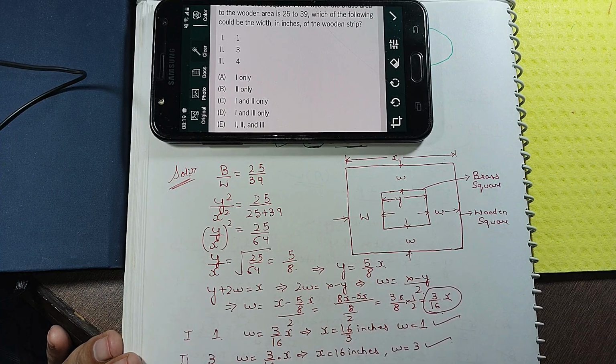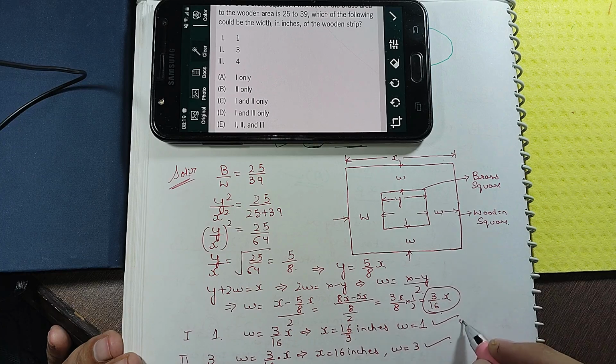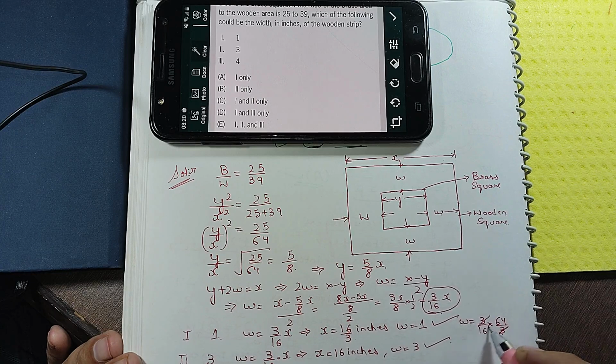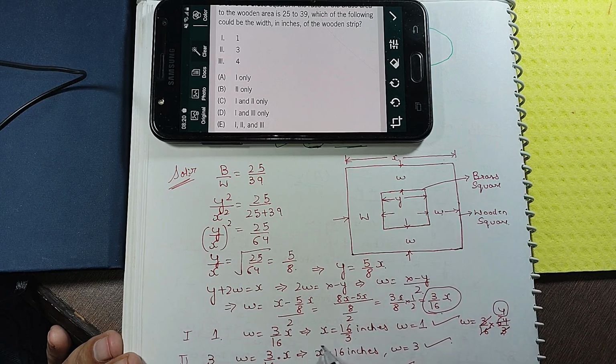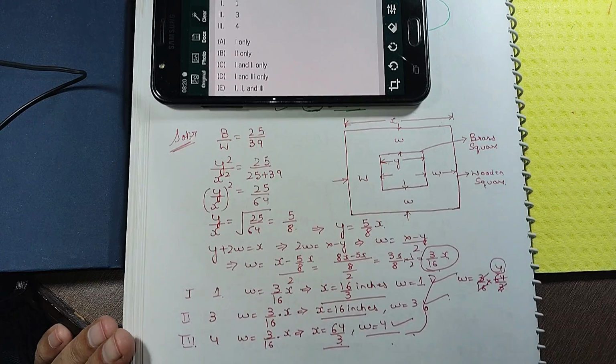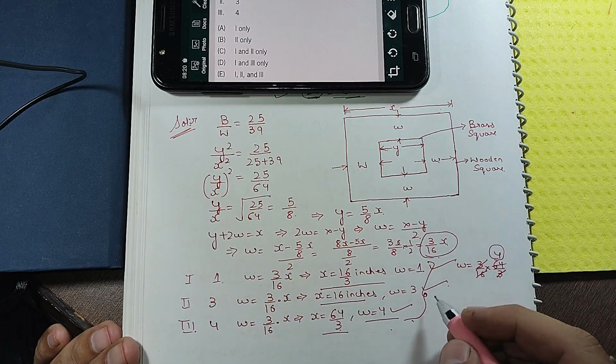Now the third option is 4. So for this, width is equal to 3 by 16 into x. What value should I take so that this becomes 4? So for that I can take x equal to 64 by 3. Now I will solve this at the side. W is equal to 3 by 16 into 64 by 3. So 3 gets cancelled, 16 into 4. So width 4 is possible. So these are the values of x at which these widths are possible, right? So all these 3 widths are possible. So the right option for this will be option number E.